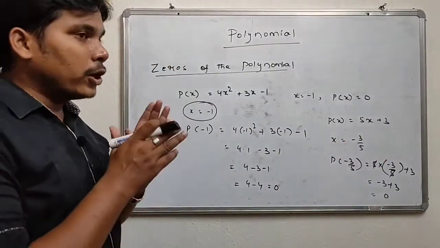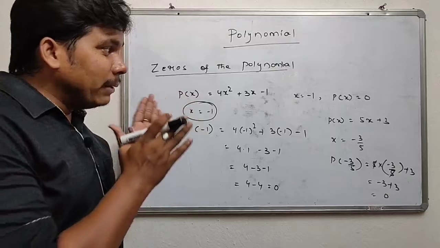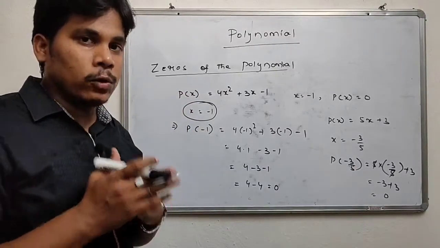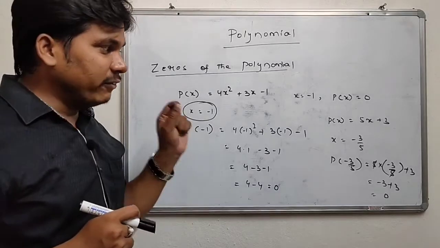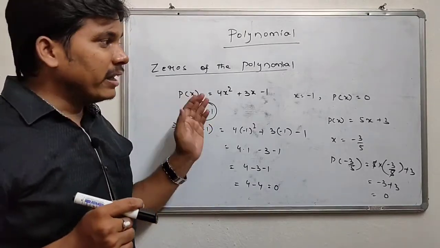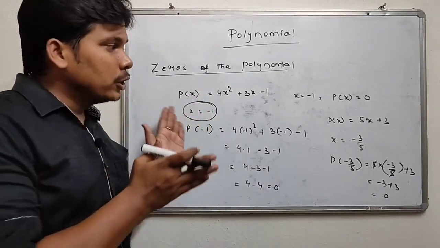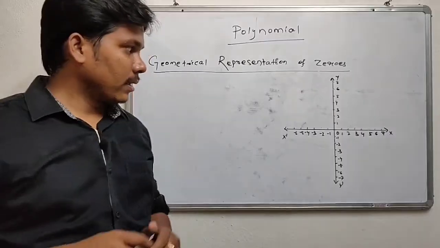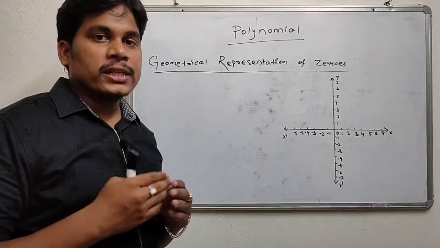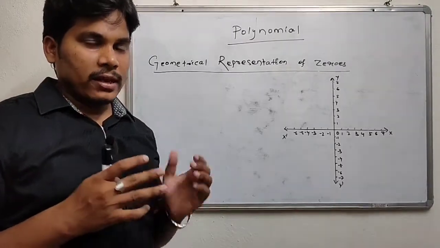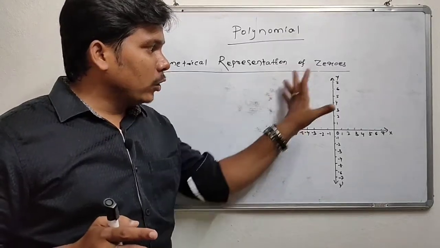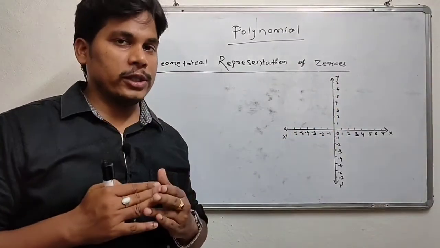Now we'll understand what is the importance of the zero, and why zeros play a crucial role in the polynomial. That we can understand very easily when we look at the geometrical representation. Now we'll move to the geometrical representation. See, we'll understand the geometrical representation of zeros. For this, as we know, this is a concept from coordinate geometry.